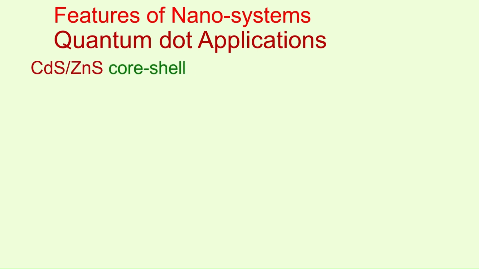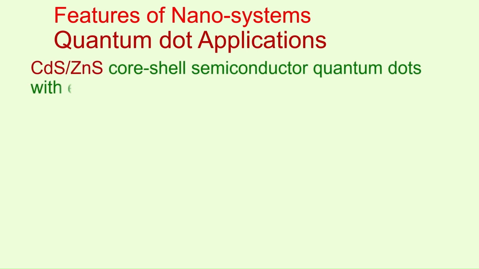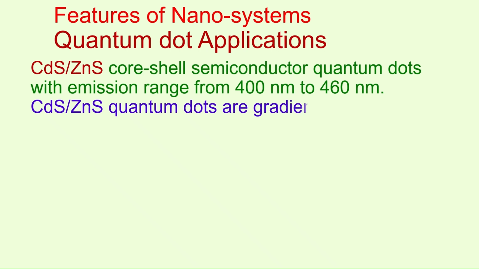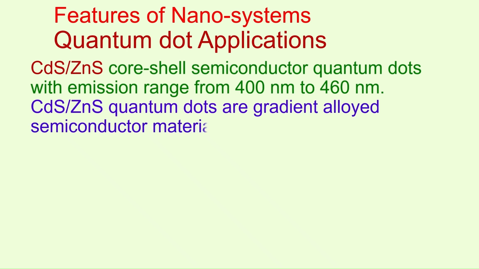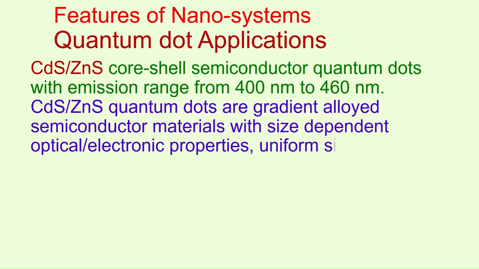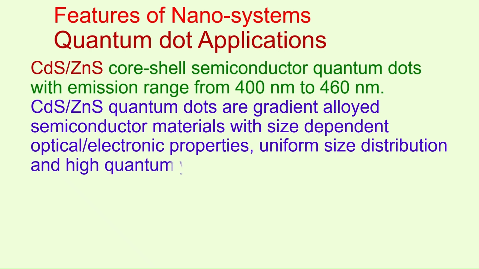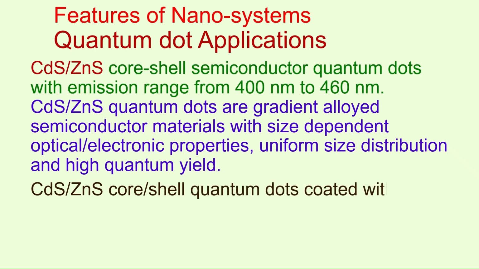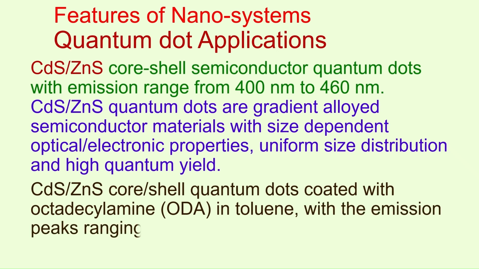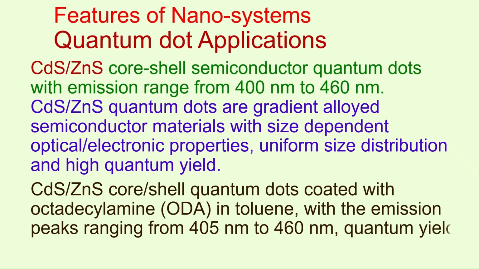Cadmium sulfide and zinc sulfide, CdS/ZnS core shell semiconductor quantum dots. This means the inside is CdS and the shell is made of ZnS, with an emission range from 400 nanometers to 460 nanometers. CdS/ZnS quantum dots are gradient alloyed semiconductor materials with size-dependent optical or electronic properties, uniform size distribution and high quantum yield. They are coated with octadecylamine, ODA, in toluene, with emission peaks ranging from 405 nanometers to 460 nanometers. Quantum yield greater than 75%.